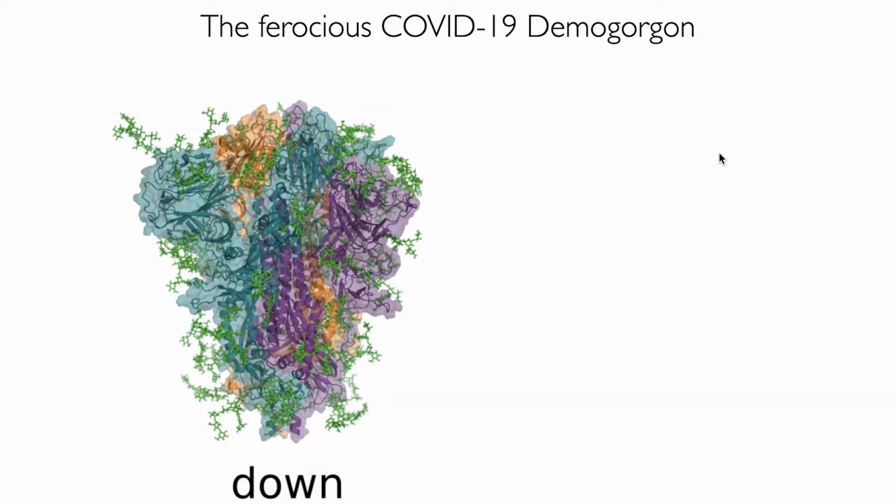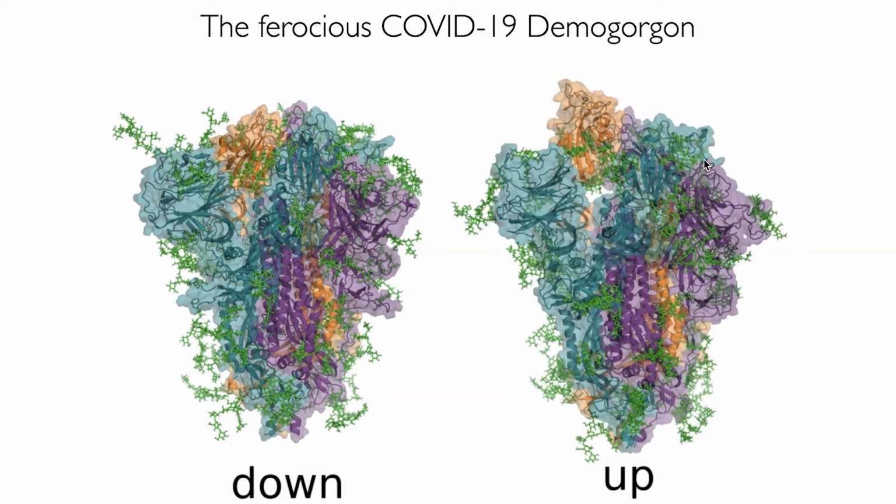In the early days, people didn't really know what that open state looked like. Some of the early experimental data captured what was called the up state, where this orange part of the protein has poked out just a little bit. And so people have thought of that as the structure that is responsible for binding ACE2 and initiating entry of the virus into a host cell.